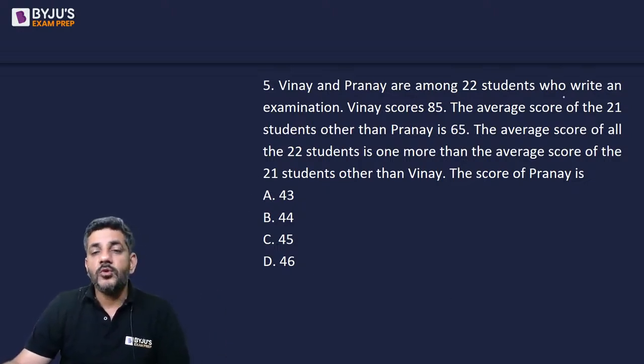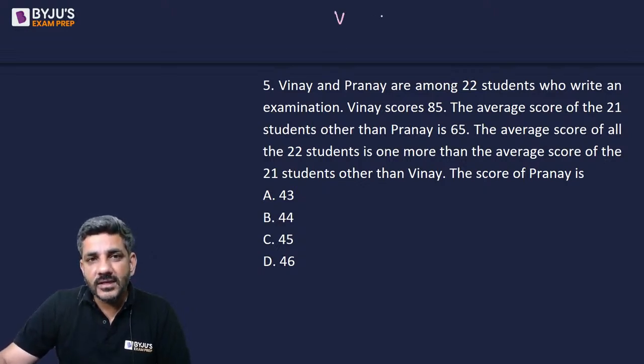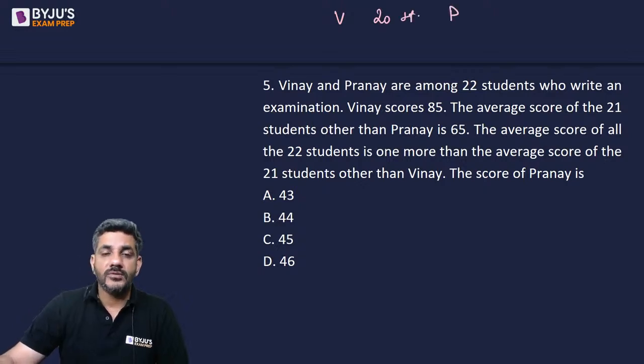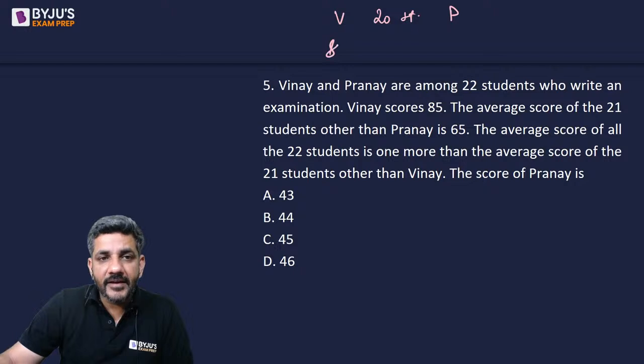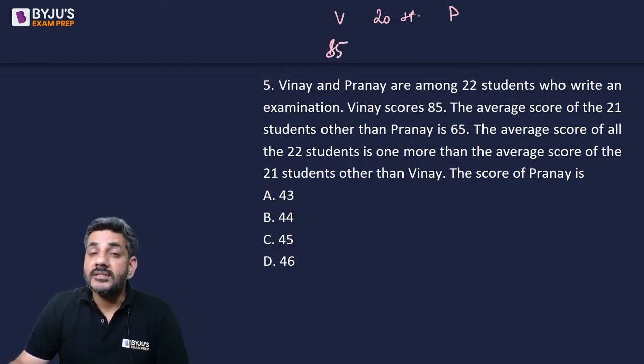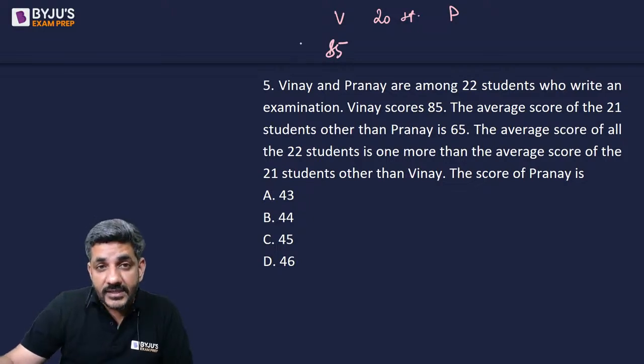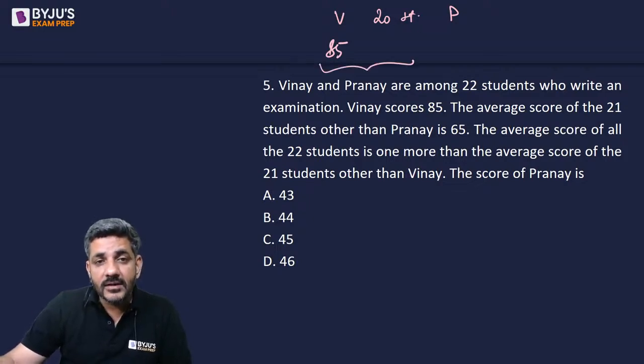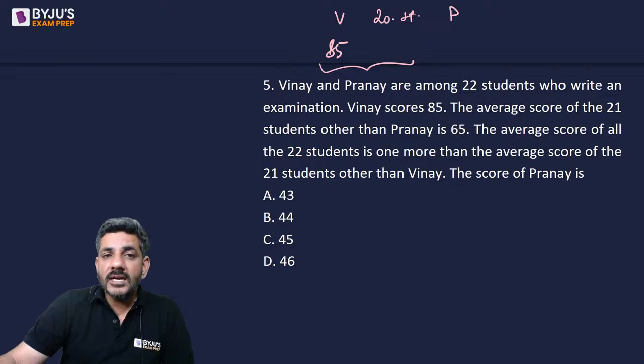Vinay, Pranay are among 22 students who write an examination. So there is Vinay, there is Pranay, and there are 20 more students. Vinay scores 85. The average score of the 21 students other than Pranay is 65. ये कह रहा है इन सभी का average score, इन सभी का average is 65. So let us say the average score of all these kids is A.